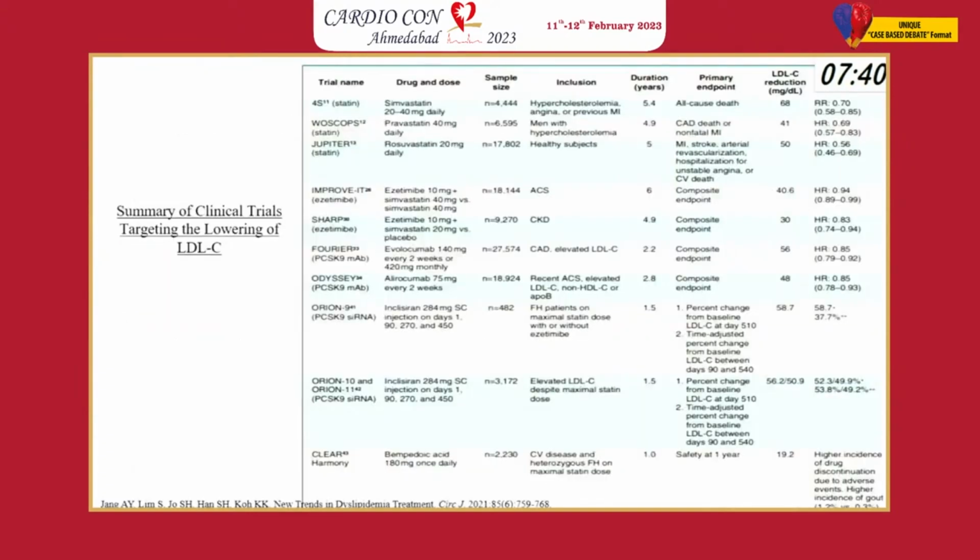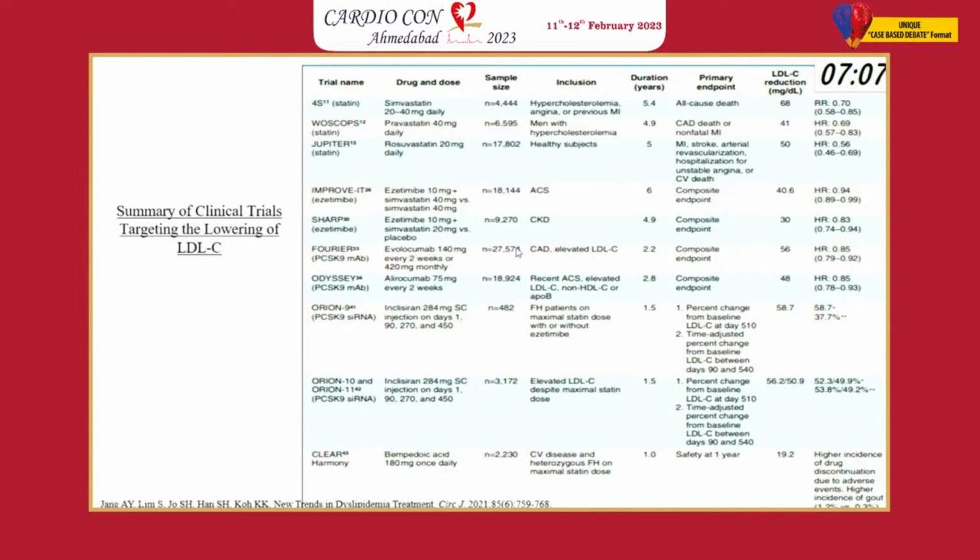If you see all, this was the latest summary of clinical trials, which came in 2021 in Circulation. The important drugs which made the mark initially started with high-intensity statins, then comes ezetimibe. I'll not go into the details, and then followed by PCSK9 monoclonal antibodies, evolocumab, alirocumab, and newer drugs like inclisiran, and finally bempedoic acid.